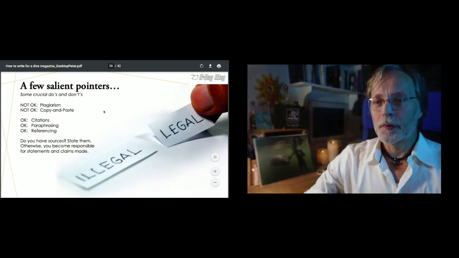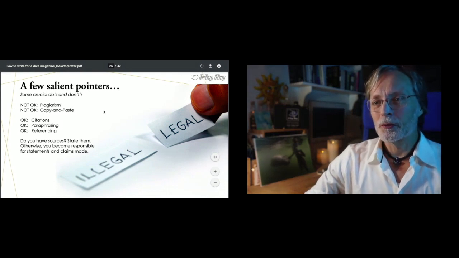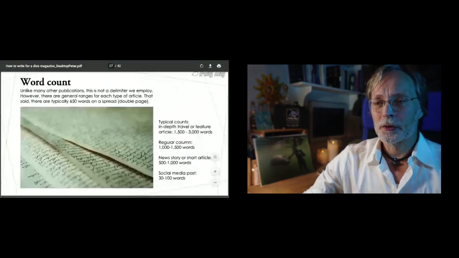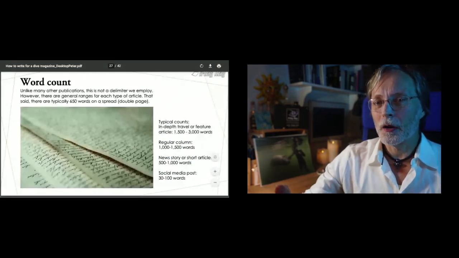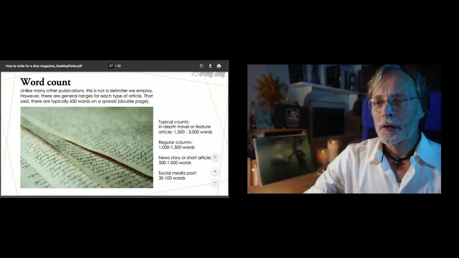That said, there are typically 650 words on a spread, roughly corresponding to a page in a standard Word document. A spread is a double page. So what goes on that page too, obviously, are images, and they may be an advert or a fact file. So just take a look at the magazine and check out other articles, and you get the idea.